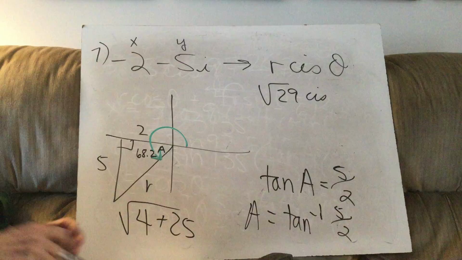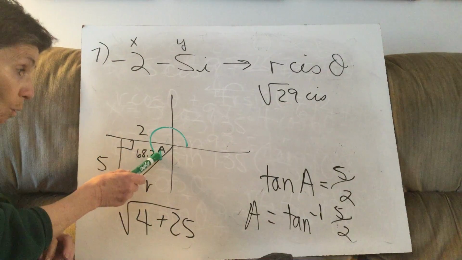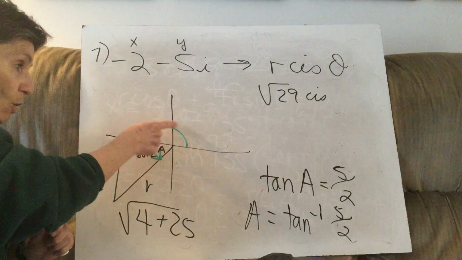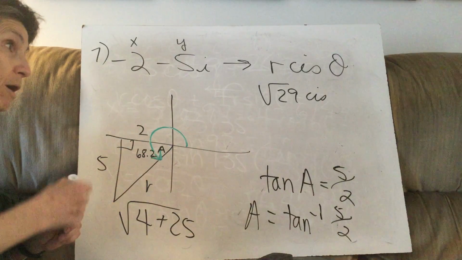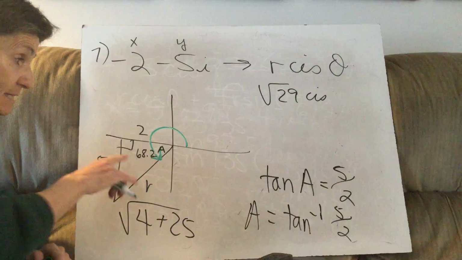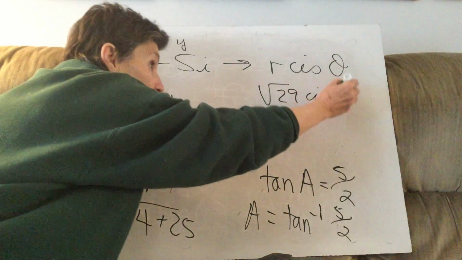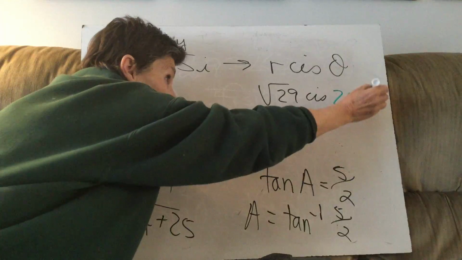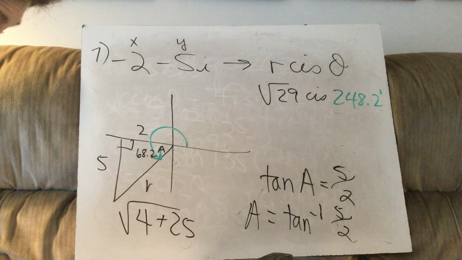Now I need to figure out my theta. Theta is this whole big angle. So it goes all the way around. It goes to here, that's 180, and then it goes 68 more. So that would be 68.2 plus 180, 248.2. That is your angle.